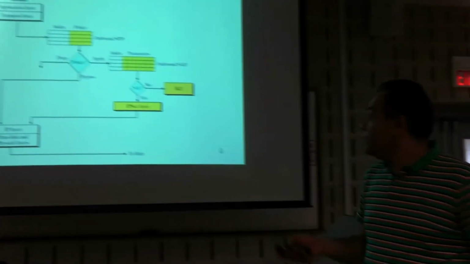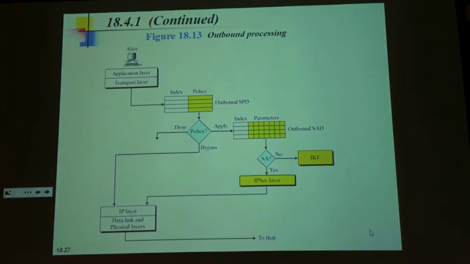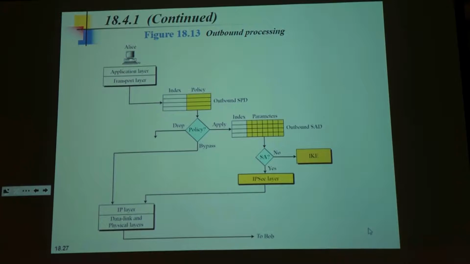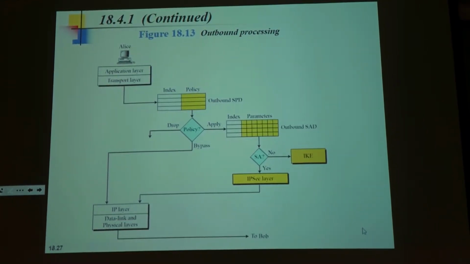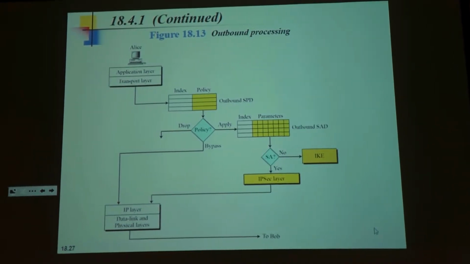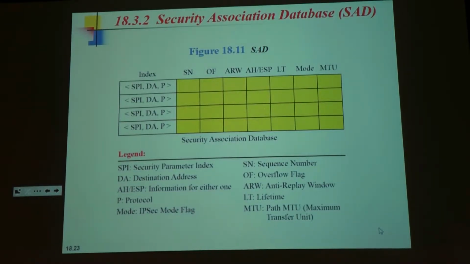If the policy was not applied, then you have to drop the packet right away because the rule was not applied. If it was applied, then where do we go after that? We go to the outbound security association database, which is here. So you know all of these from the database, right?